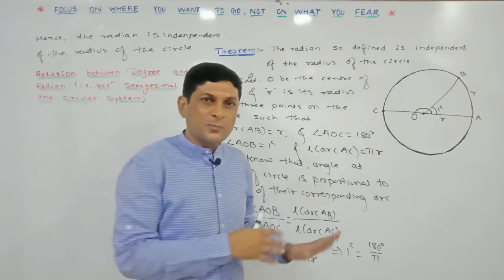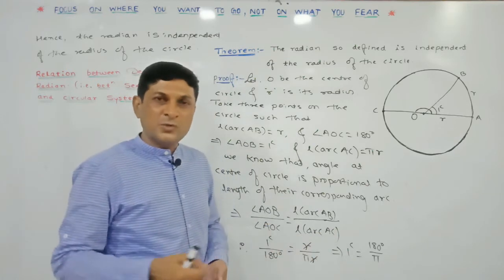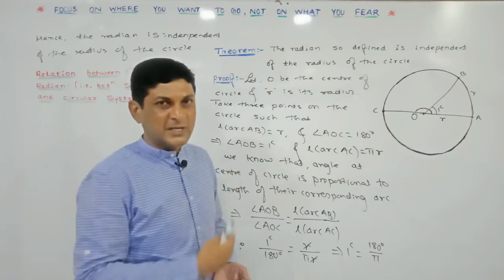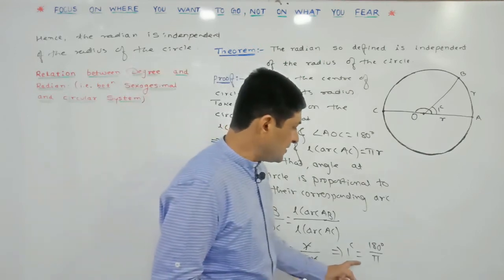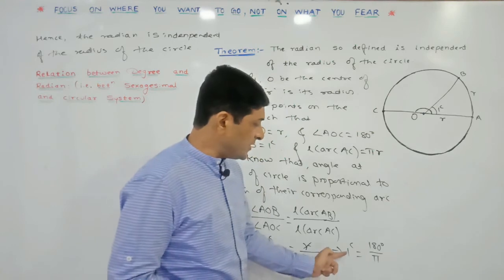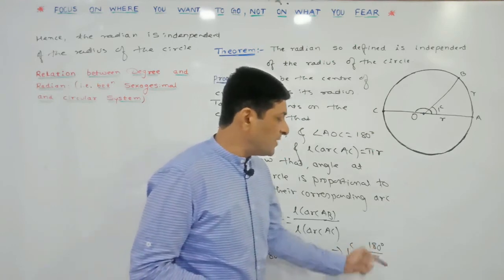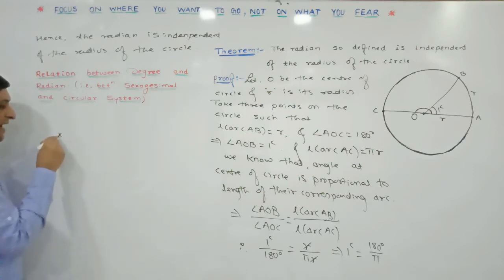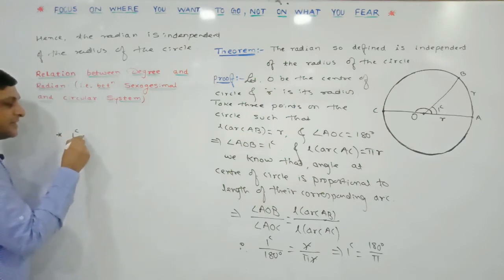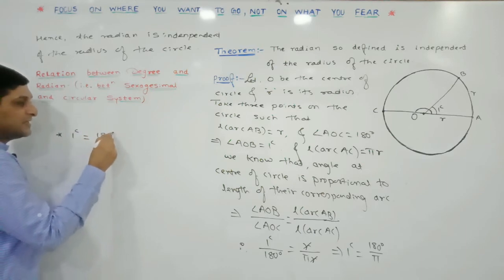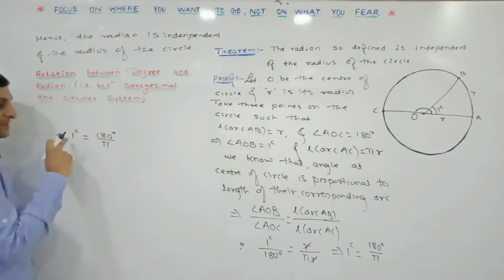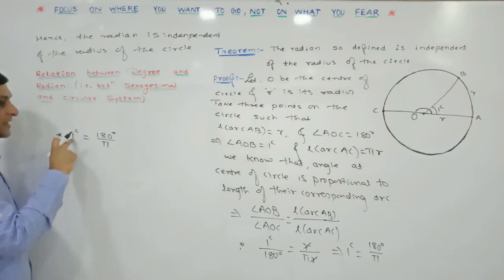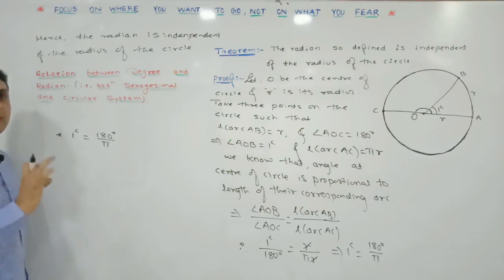Already we have proved some important result in this theorem. Using that important result, we are discussing the relation between degrees and radian. So here observe this result. What is the value of 1 radian? It is equal to 180 degrees upon pi. Isn't it? This is the value of 1 radian in degrees. Using this, we are able to convert radian into degrees. Now let us simplify it.